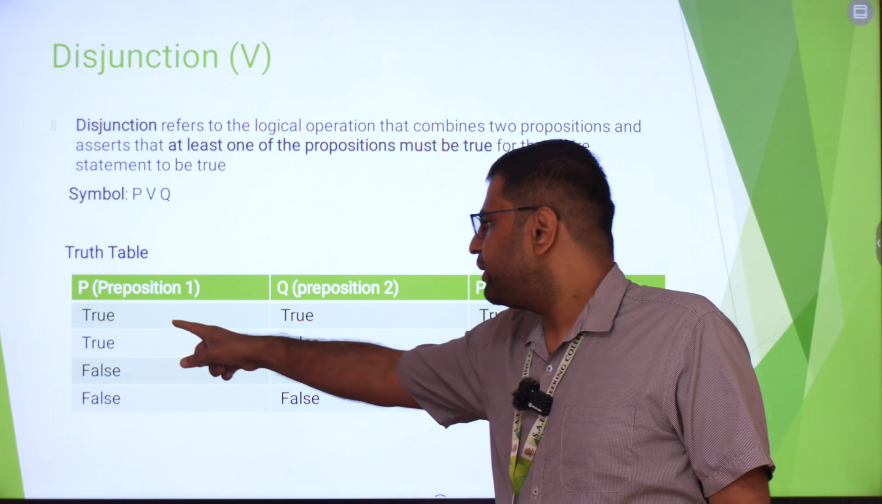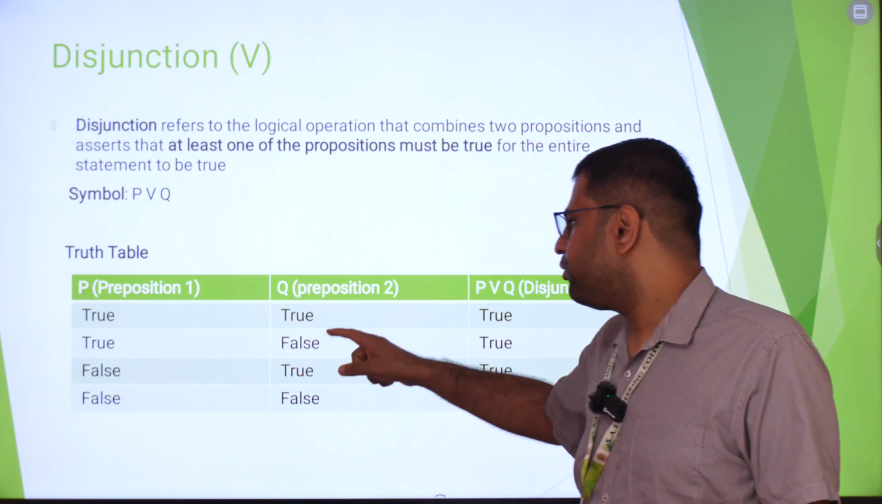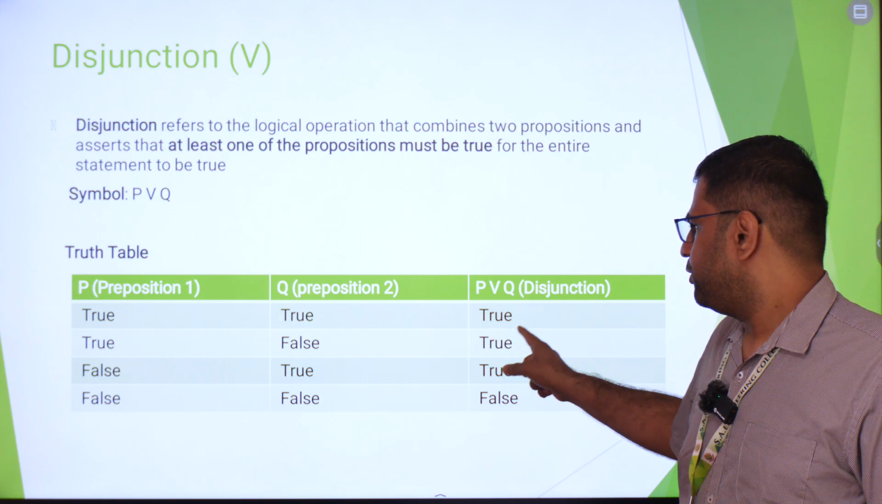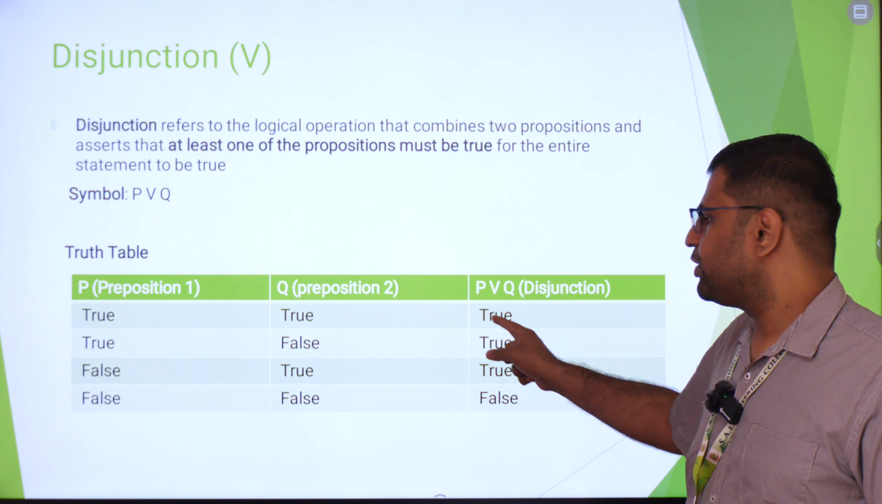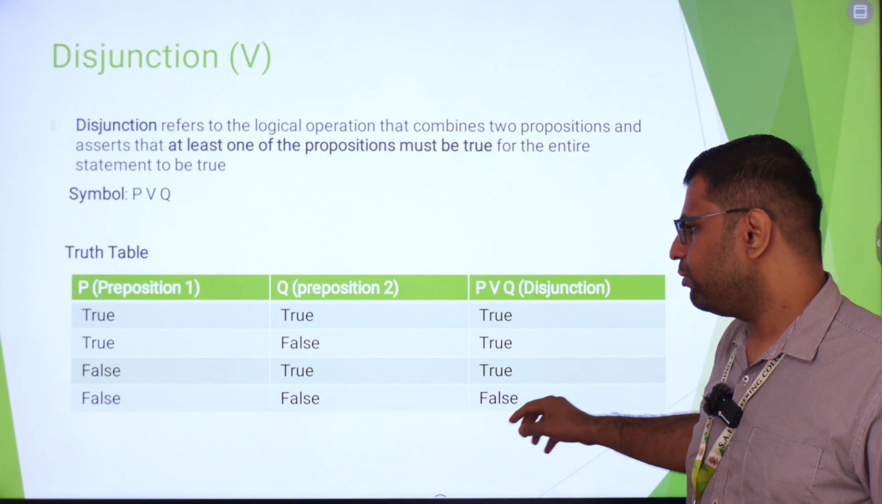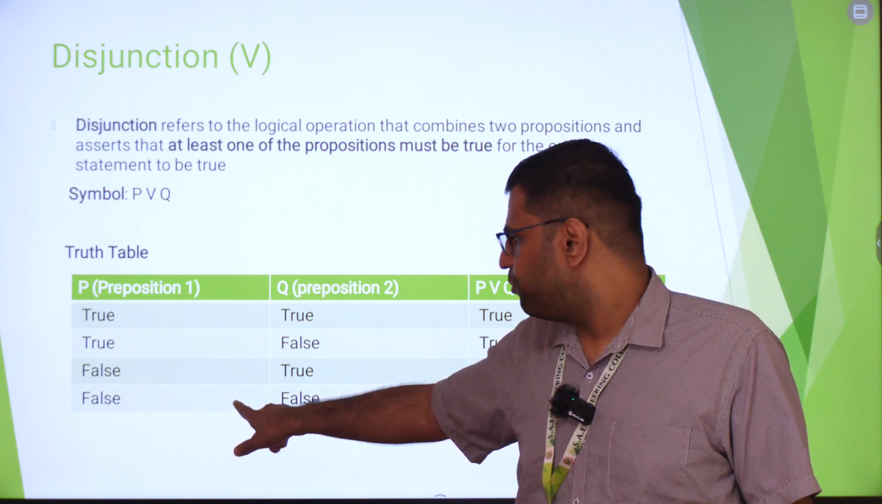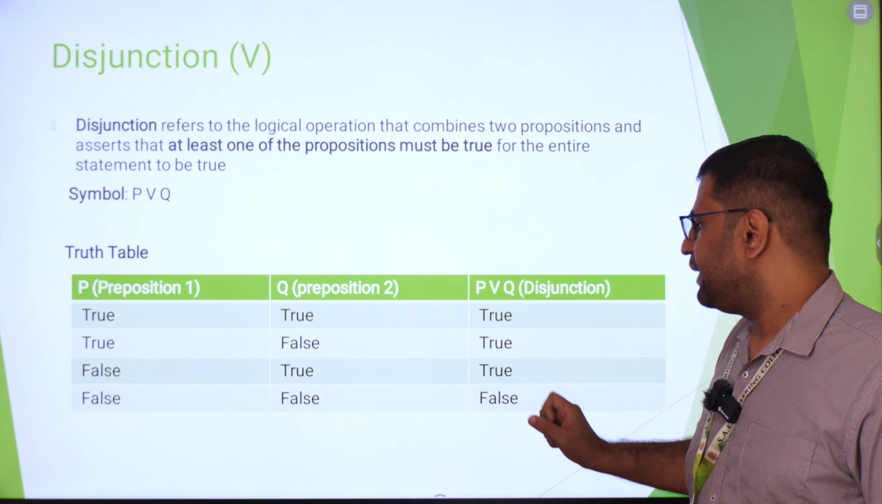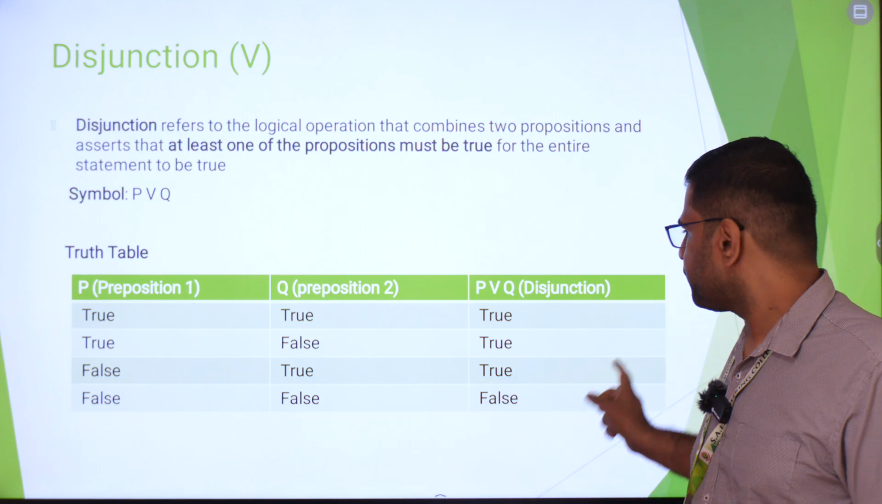So let's see the truth table. Proposition 1 should be true, or proposition 2 should be true, for the disjunction to be true. If one of the propositions is true, it results in true. If either of them is false or both of them are false, we will see that the disjunction is false.